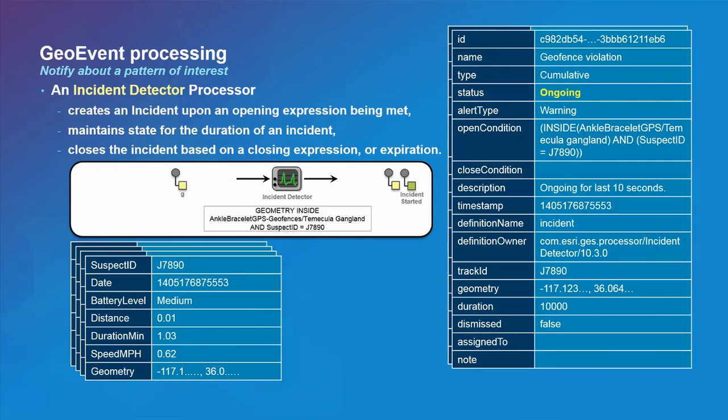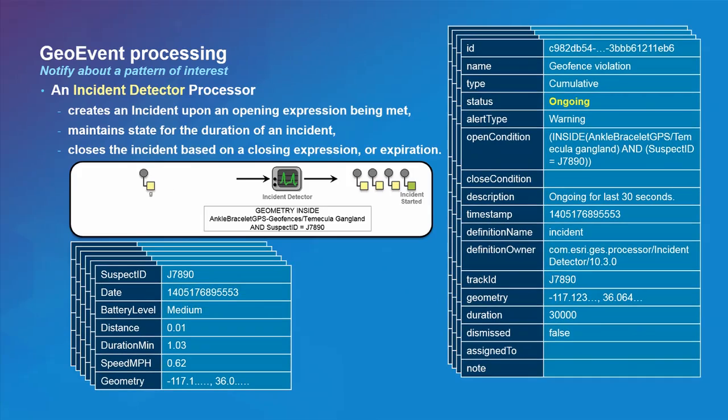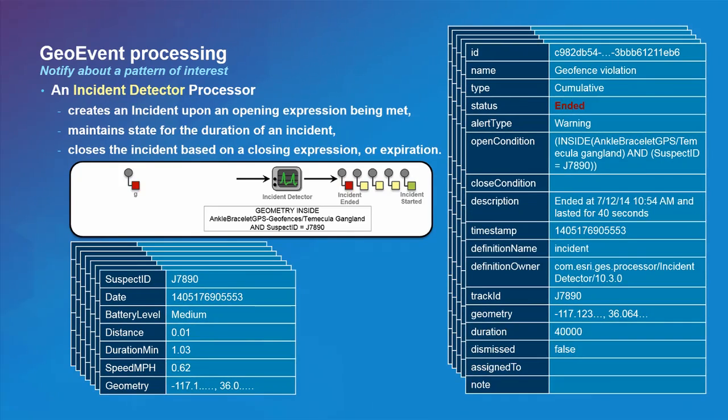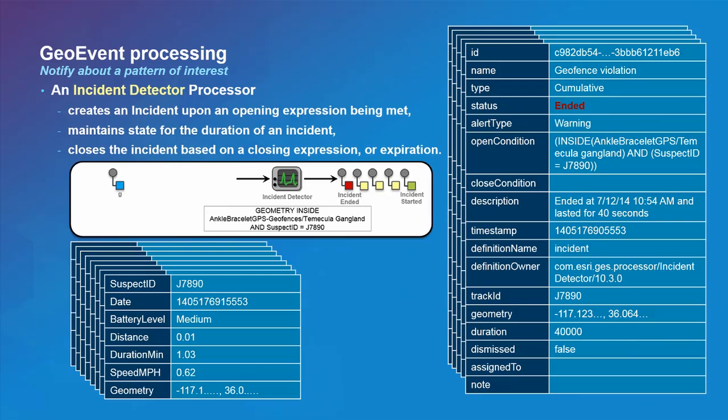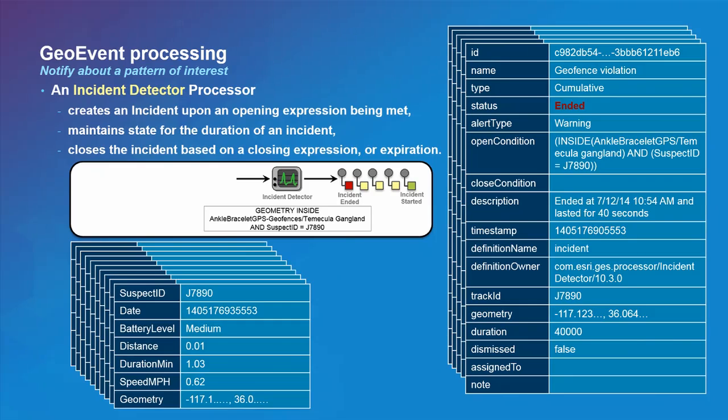So we have a continuing set of events here, and you can see that our incident manager has ongoing and is tracking the cumulative time for this incident. And then eventually we get a record that satisfies the closing condition and the incident is ended or closed. We receive a couple other events. They're not satisfying the opening condition. We don't create a new incident. So there you have a series of events that came in. We have a few incident records that came out, but not one for every single event that was received.